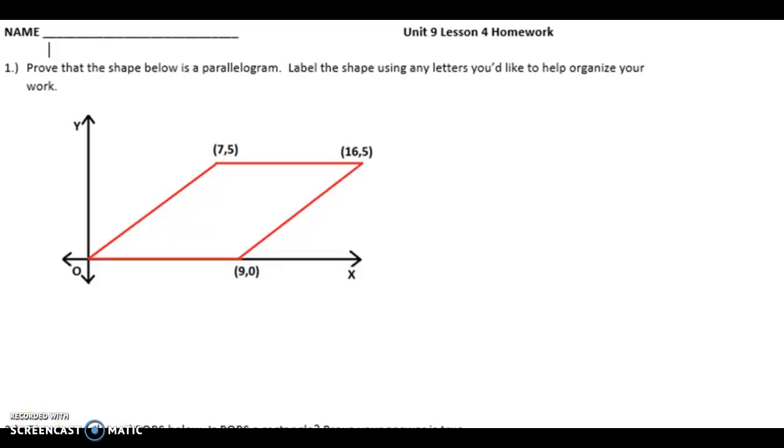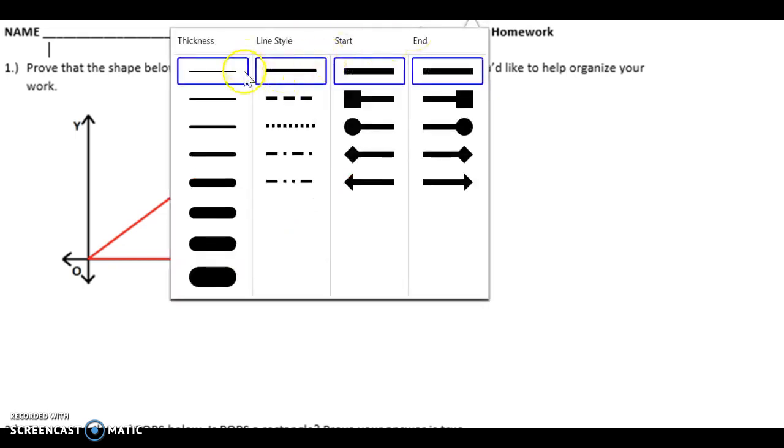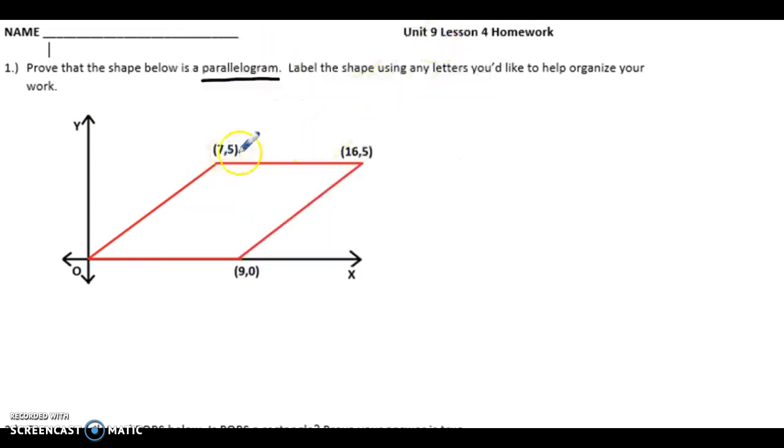We're on Unit 9, Lesson 4 homework, and number 1 says prove that the shape below is a parallelogram. So think about how we prove that a shape is a parallelogram. To do that, we're going to try to show that both pairs of opposite sides are parallel. If the sides are parallel, then they will have the same slope. So you want to think about the slopes of each side.